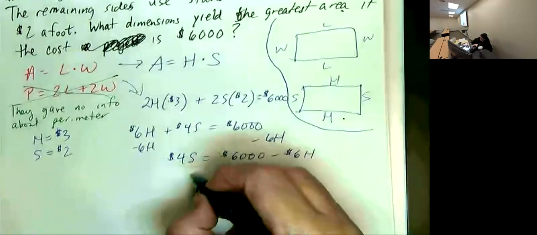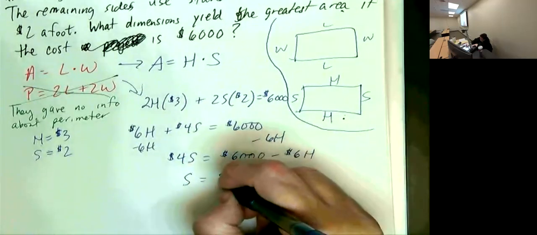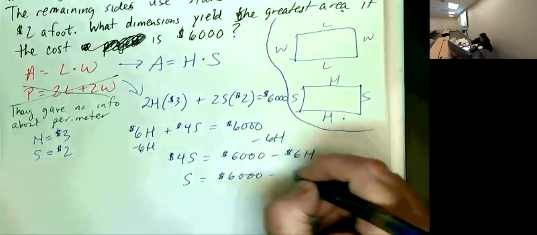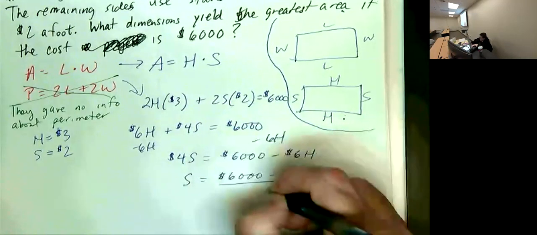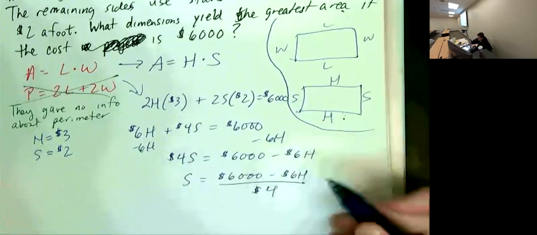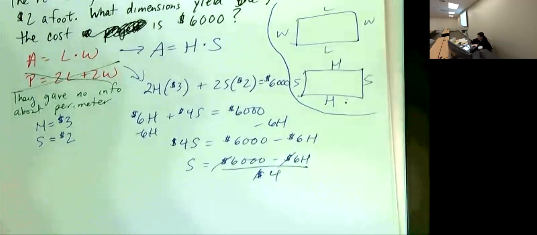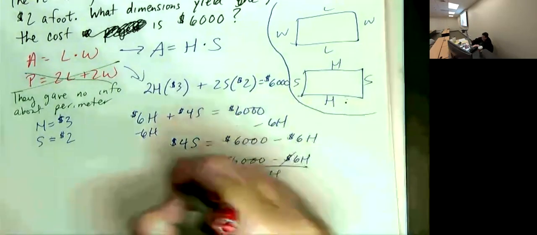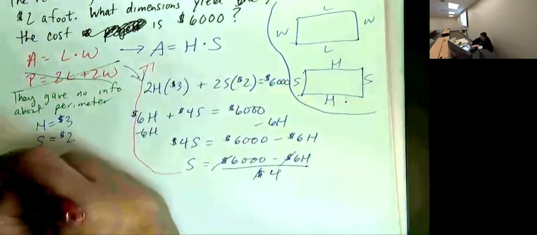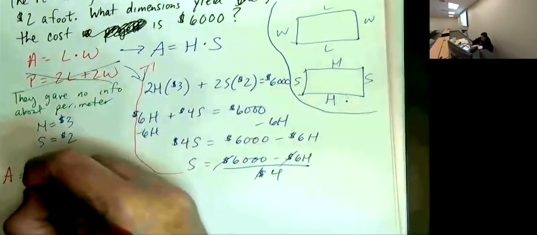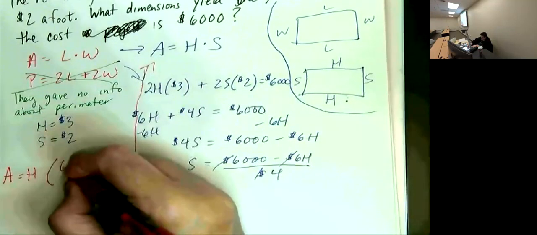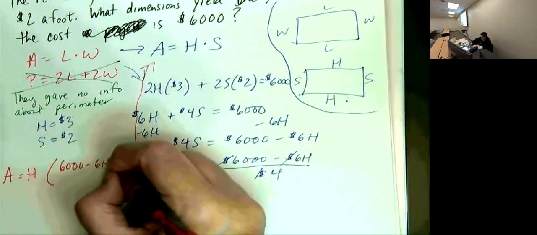And so S equals, and the dollar signs go away at this point. They all cancel. So 6,000 minus 6H over 4. That does simplify, but I'm not going to bother. I'm just going to take it and stick it into A. So A becomes H times 6,000 minus 6H over 4.